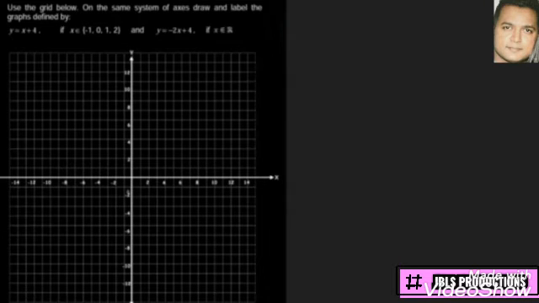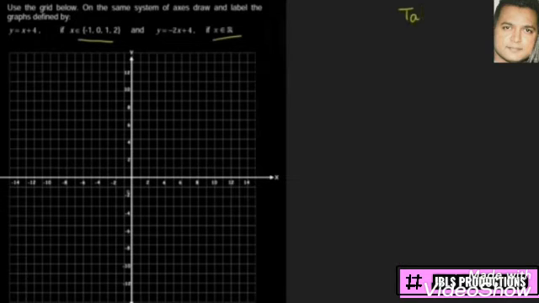Use the grid below on the same system of axes. Draw and label the graphs defined by y is equal to x plus 4, and we are given a series of x values, and y is equal to minus 2x plus 4, and we're given x is an element of real numbers. So there's two methods we could use here.